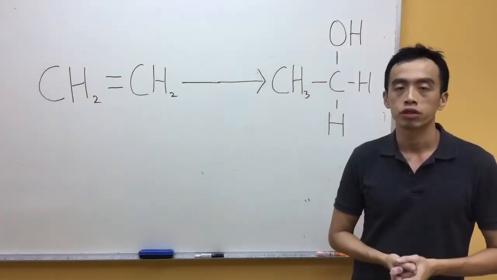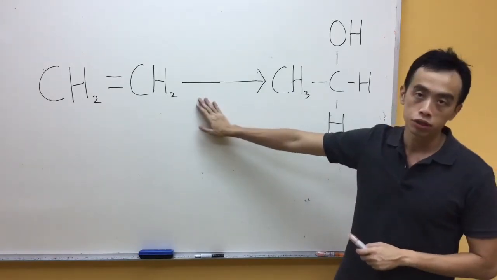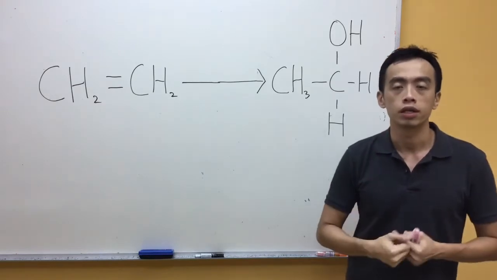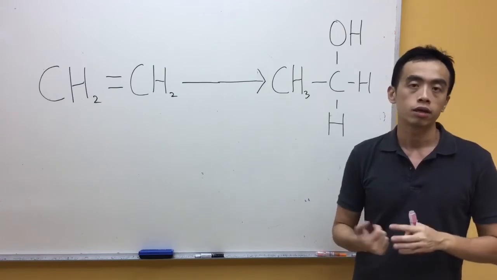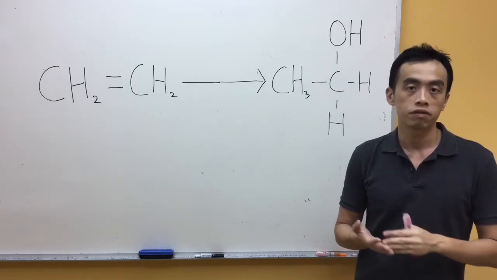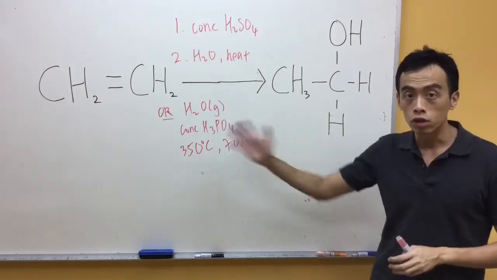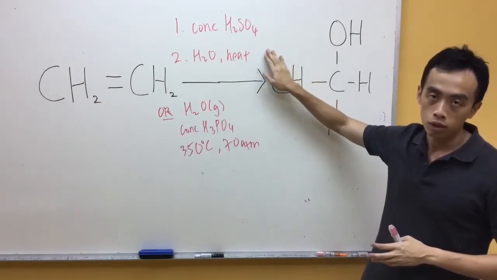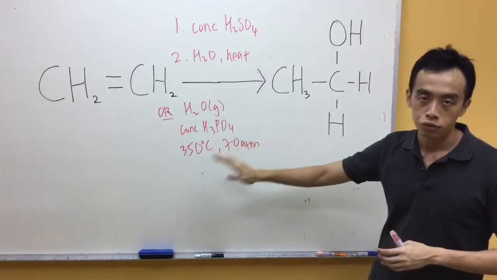Now the first preparation reaction is the electrophilic addition of alkenes to give us an alcohol. What's the reagents and conditions for this conversion? There are 2 ways for us to do this conversion. The first one is concentrated H2SO4 followed by water, heat. The second one is steam in concentrated H3PO4 at 350 degrees Celsius, 70 atmosphere. So this conversion is done either by using concentrated H2SO4 followed by water, heat, or steam, con H3PO4, 350 degrees Celsius, 70 atmosphere.